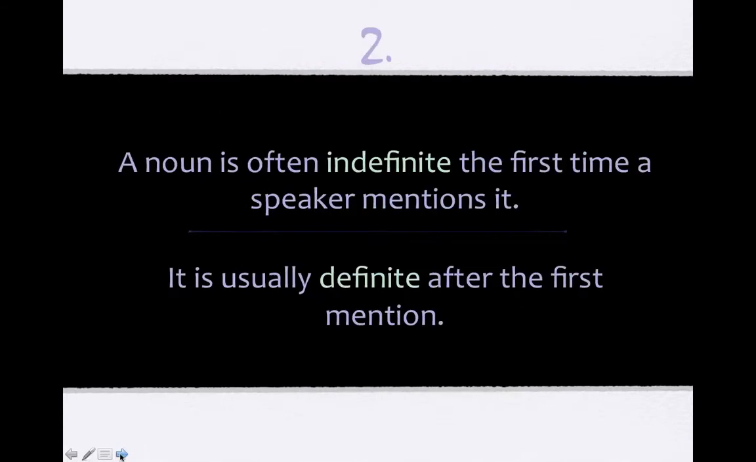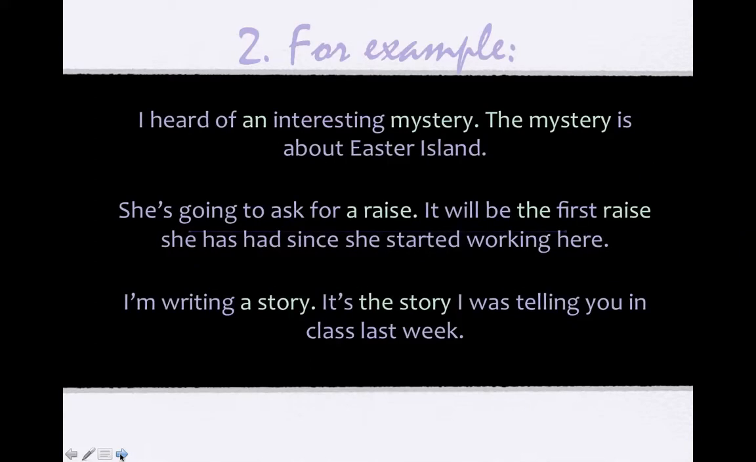Okay, a noun is often indefinite the first time a speaker mentions it. It is usually definite after the first mention. So here are some examples. I heard of an interesting mystery. The mystery is about Easter Island. So here I'm not saying very much about the mystery, and now I'm beginning to tell you more about it, and I go from using an to using the.